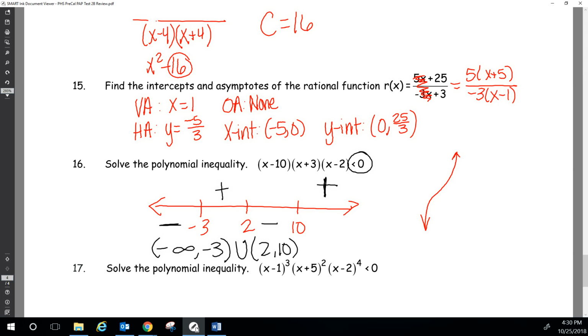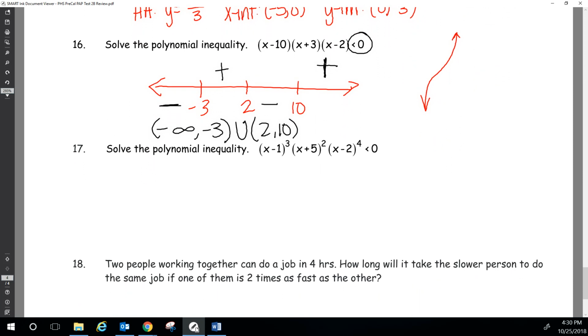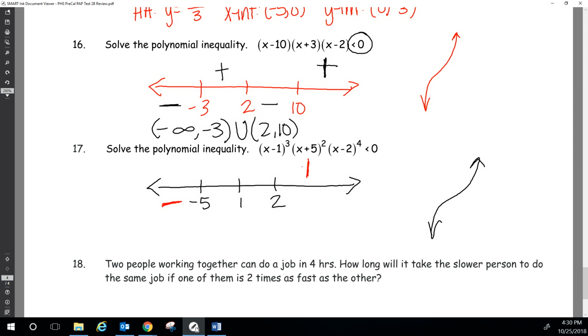All right, number 17, same thing, except this time our multiplicities are quite higher. So here's my number line. My 3 zeros are negative 5, 1, and 2. The degree of this polynomial is 3 plus 2 is 5 plus 4 is 9. So again, it's going to be a cubic shape, which means my end behavior is negative down here, positive up here. But now we have to be careful with our factors.